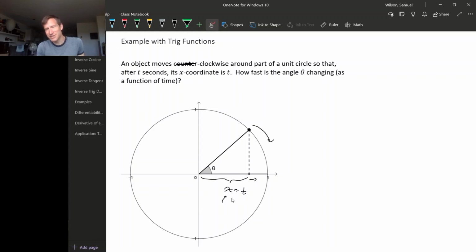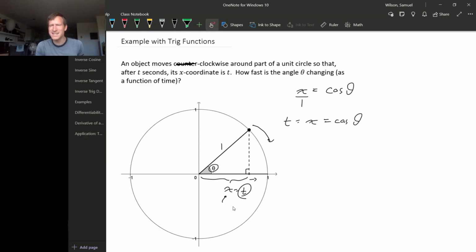Well, to figure that out, we first need to describe this situation geometrically, or find a relationship between theta and t. So we're in a unit circle, so this hypotenuse is 1, we have this right triangle, and so in this situation, the x coordinate of the point is cosine of the angle, right? Really, it's the x coordinate of the point divided by the radius of the circle, but that's 1 in this case. So x is cosine of theta, and x is t, right?